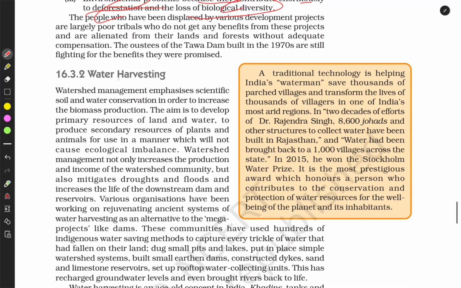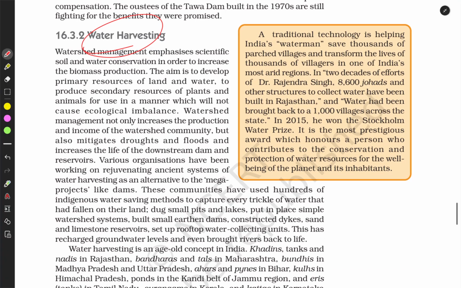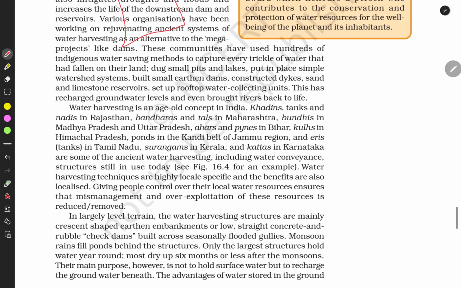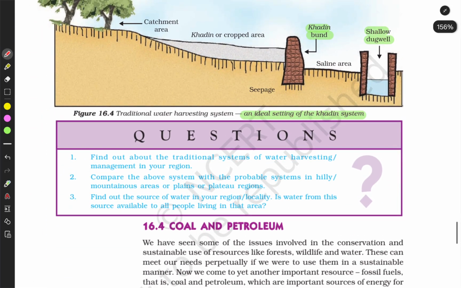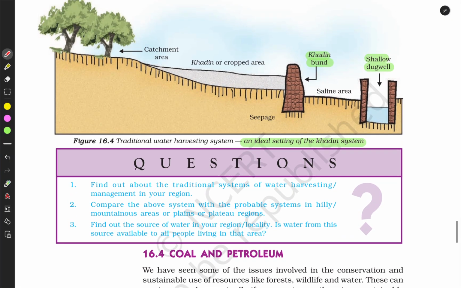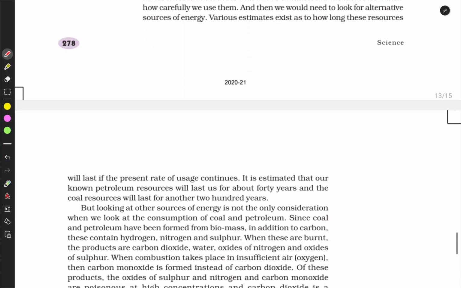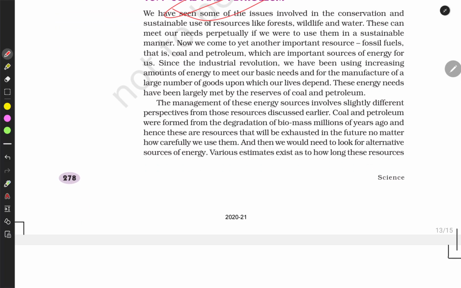So this topic tells about water harvesting. Water is essential, and we harvest water particularly in drought-prone areas, where rainwater is harvested in many ways. Coal and petroleum we have discussed already in the previous chapter.